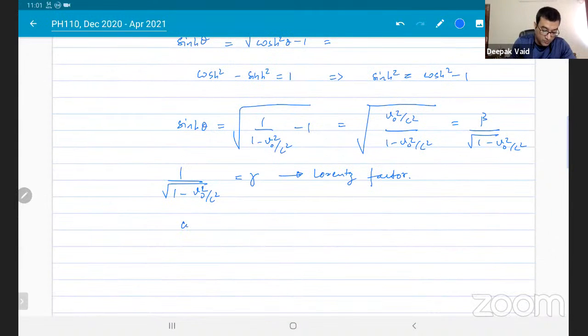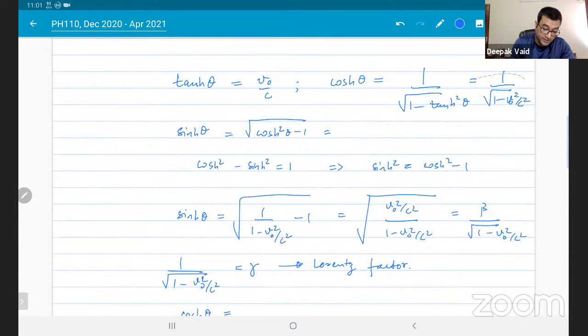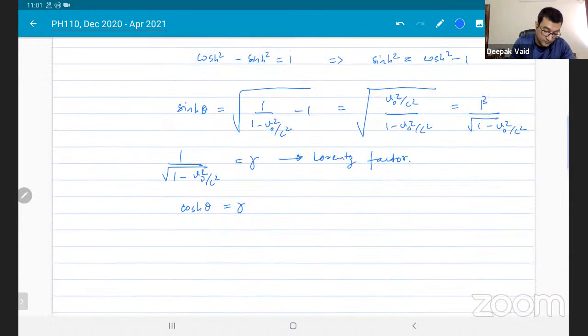So what is this cosh theta? Cosh theta is just equal to gamma. And sinh theta is equal to beta times gamma.